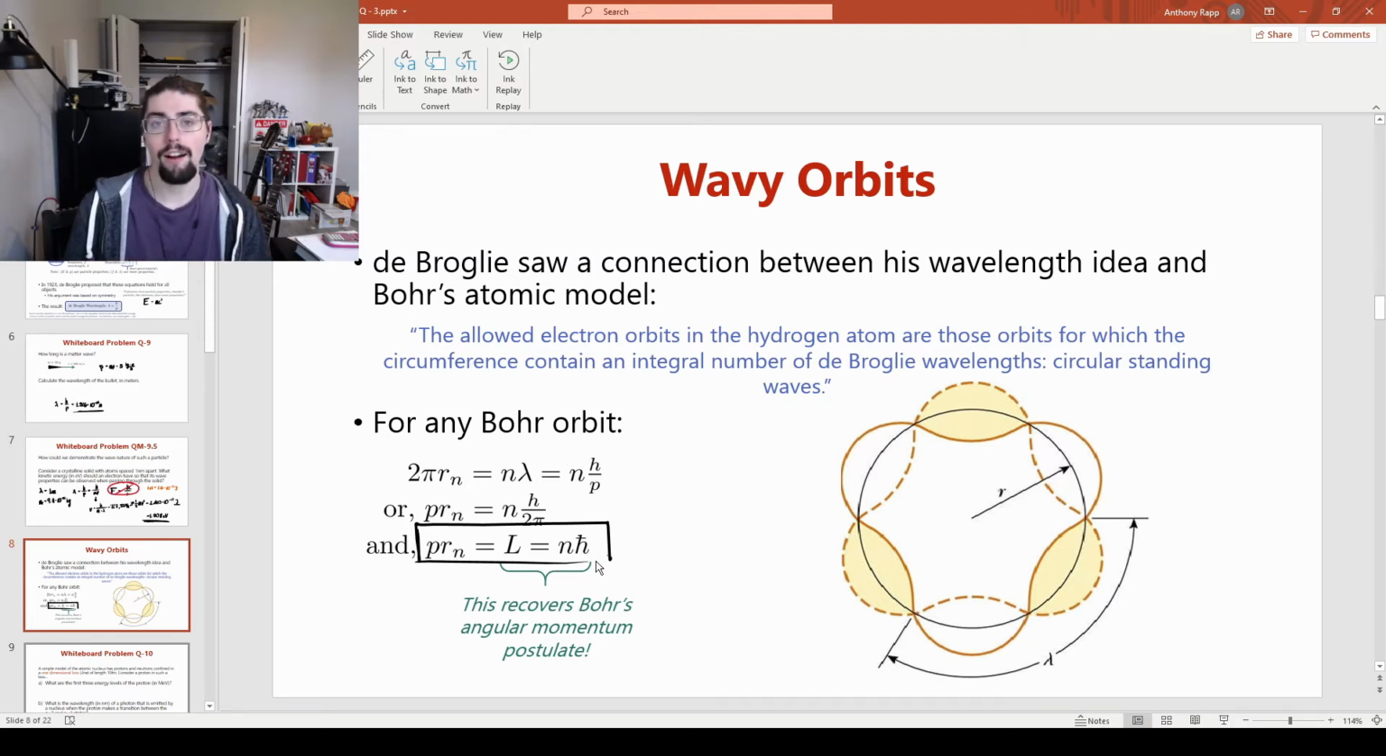That tells us right there, this description, this postulate of Bohr's to quantize the angular momentum of the electron did not come from nothing. It came from the very fact that an electron, if it is going to be acting like a wave, must be a standing wave existing in this orbital.